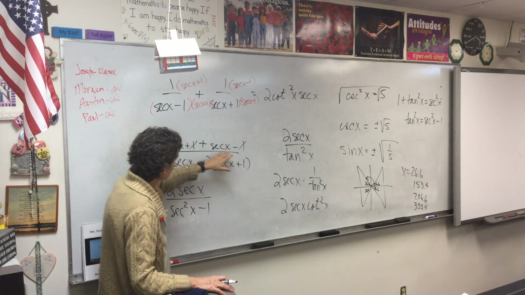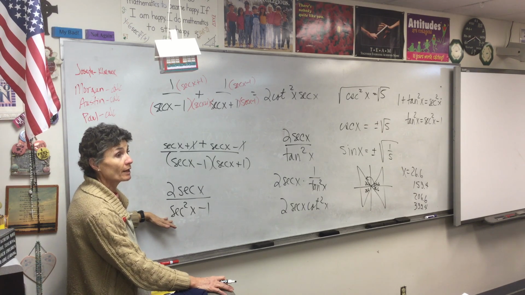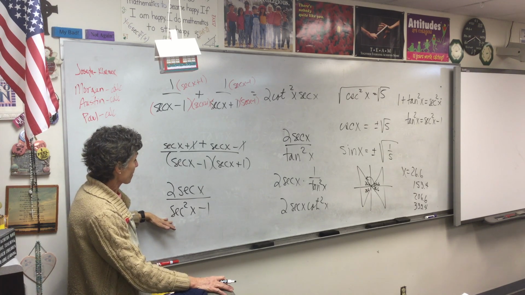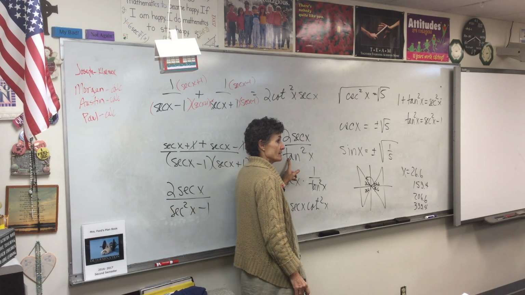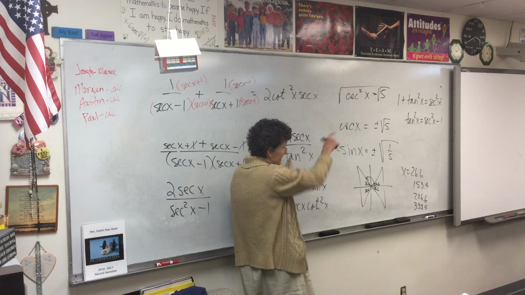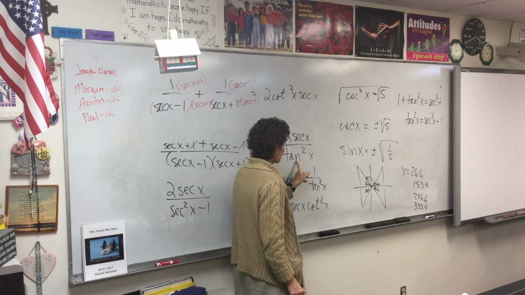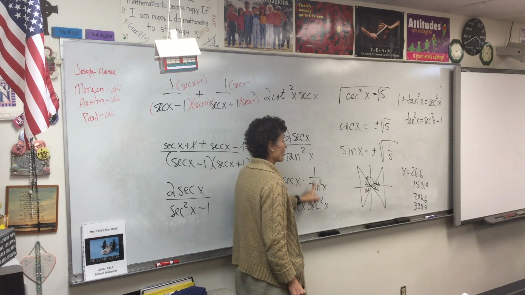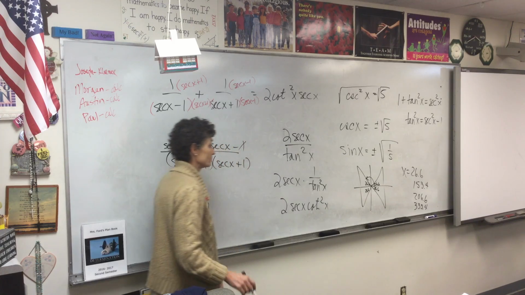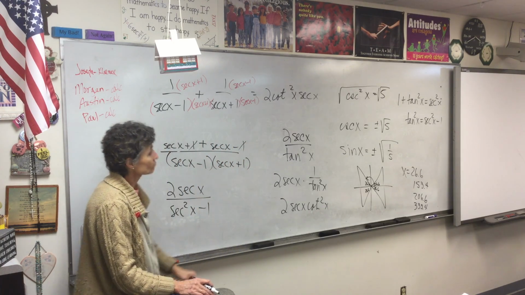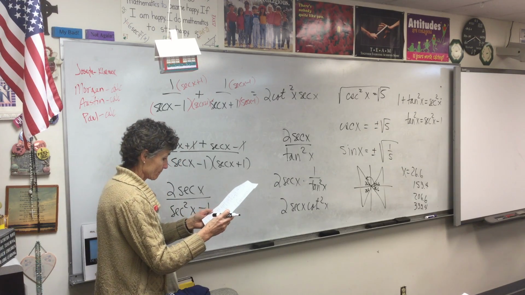The ones canceled, leaving us with 2 secant on top and secant squared minus 1 on the bottom. Secant squared minus 1 is the same as tangent squared from that identity right there. A tangent squared in the bottom is like a 1 over tangent squared, which is a cotangent squared. Awesome. All right, let's see what's next.